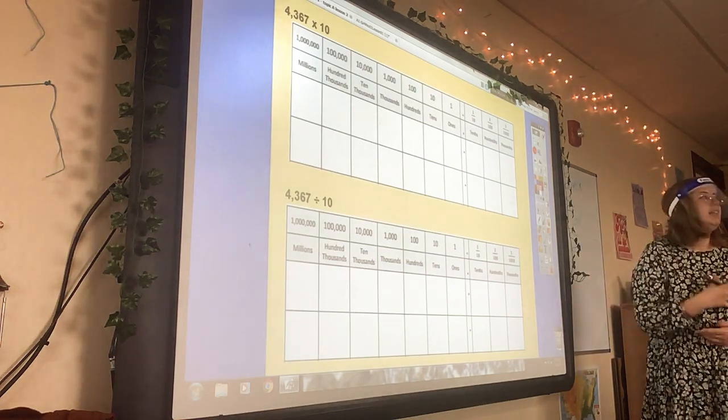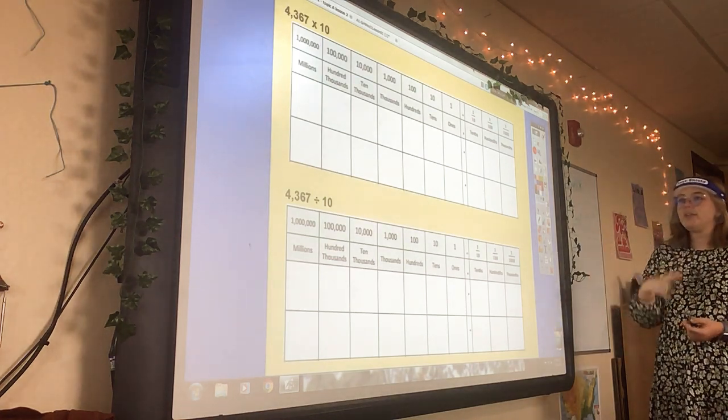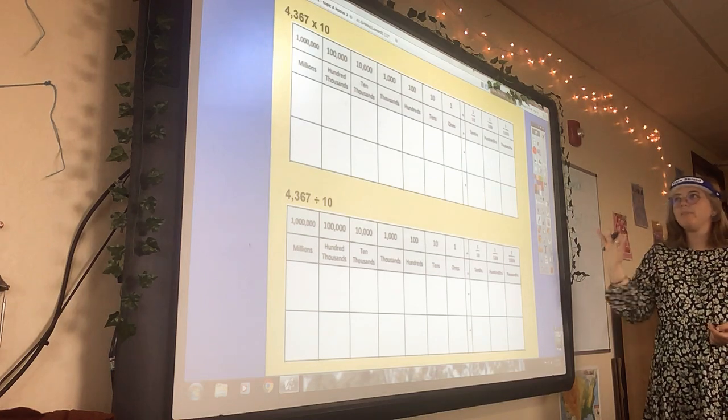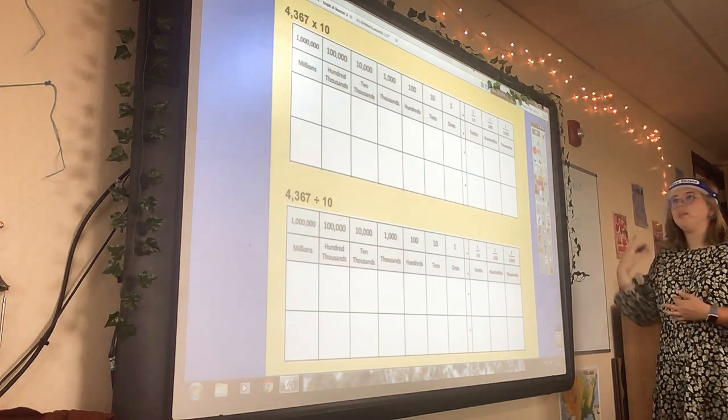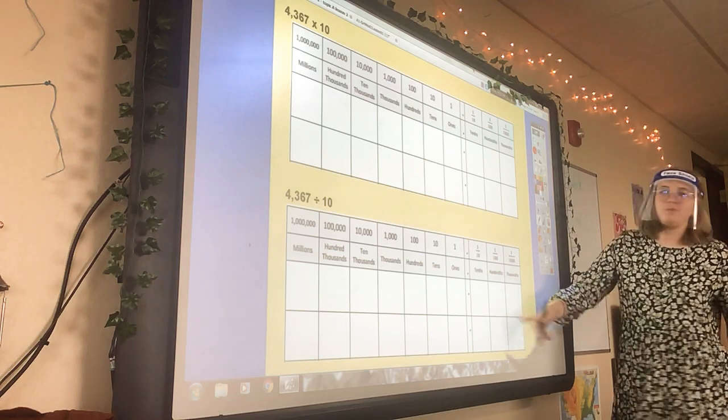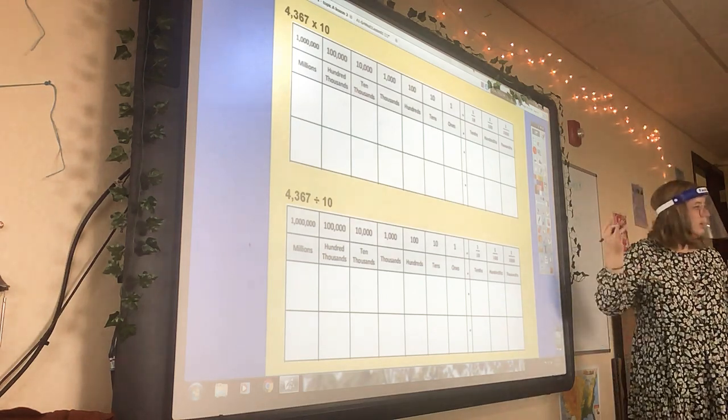Same thing, right? One's multiplication, one's division. We're multiplying by 10, dividing by 10. The top one would move to the left, the bottom one would move to the right. Good so far? Yeah. Charlie?